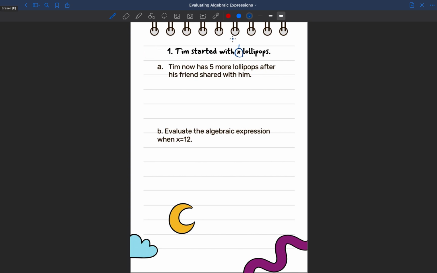We learned in week 2 that X represents a variable. Looking at part A, it says Tim now has 5 more lollipops after his friend shared with him. So if Tim originally started with X lollipops, but his friend gave him 5 more, we know we are going to add 5 more. And while we can't solve this expression, we learned also in week 2 that this is an algebraic expression.